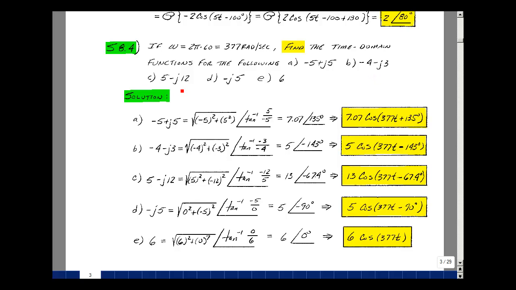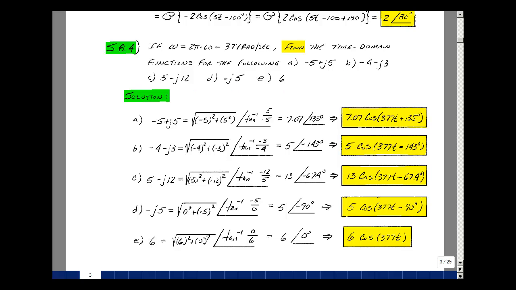5 minus J12, that would be in the fourth quadrant. Minus J5, that would be on the J omega axis, on the border between the third and fourth quadrant. And then just 6, which would be on the real axis between the first and the fourth quadrant. To convert to the time domain, I need to find the magnitude and angle of these phasors.